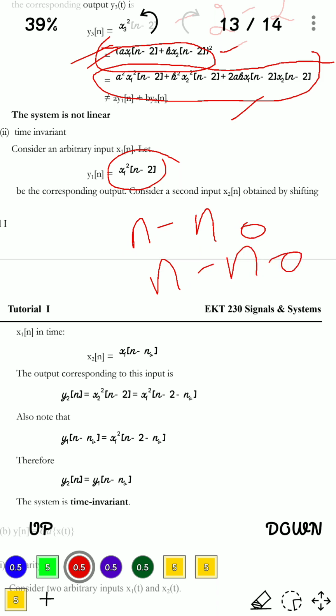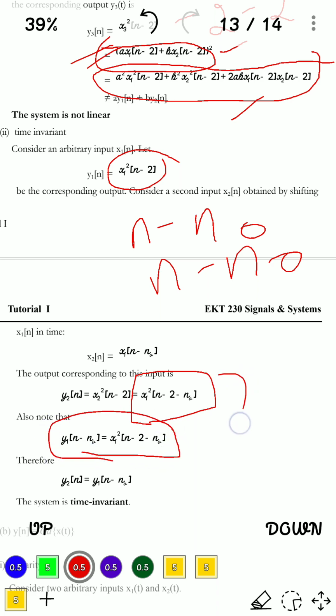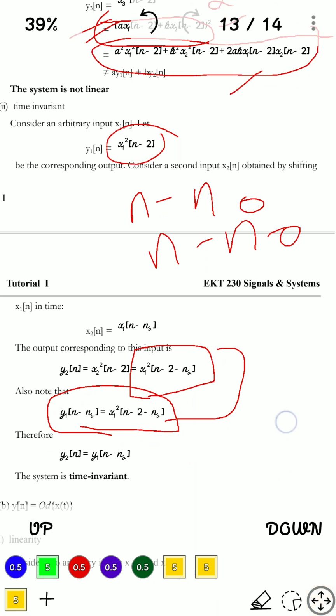See here, it is like you subtracted, that is, your x square of n minus 2 minus n naught, and here also it is the same. So therefore you can say that this is a time invariant system, right?